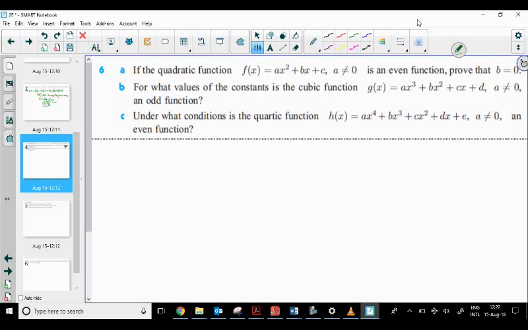So again, we're comparing f of negative x to f of x. This is f of x.